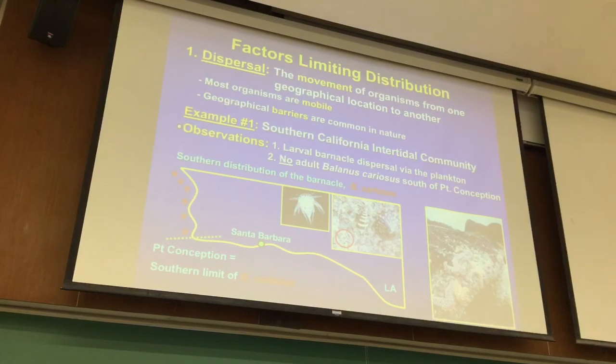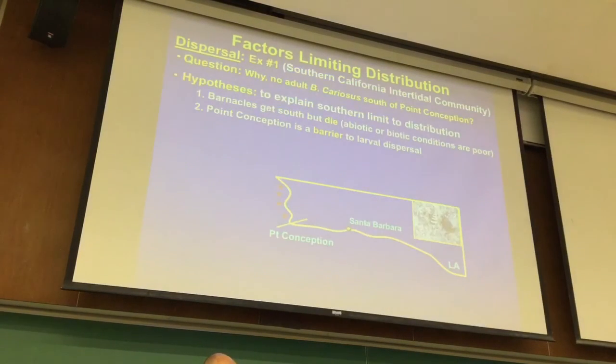All right. So, do you have a tool to test that? Yes. What is it? A transplant experiment. That's exactly right. You have a tool to test it. So, here's our hypothesis to explain why it's there, but not here. Well, maybe they get here, but the conditions are really terrible. It's too hot. Maybe there's not enough oxygen. Maybe there's not enough of what they eat. For whatever reason, the conditions are poor here in Santa Barbara, and they die.